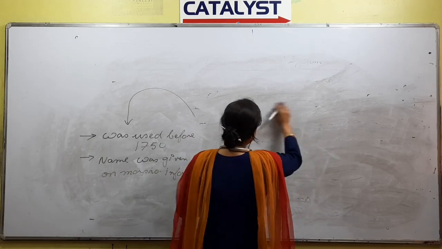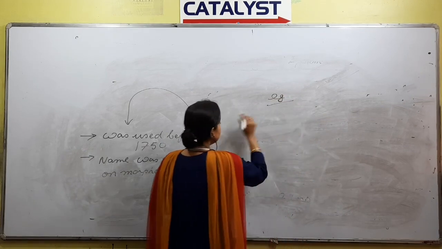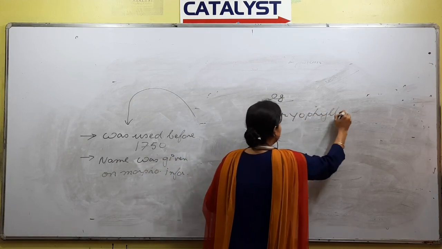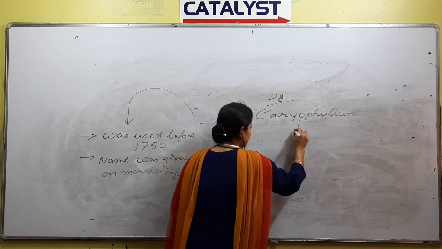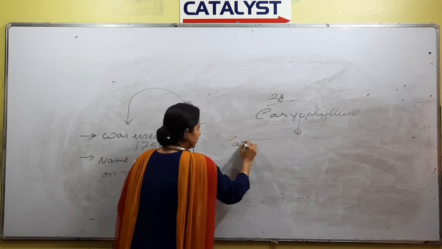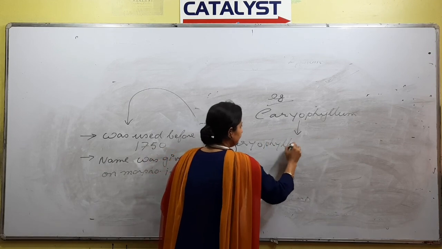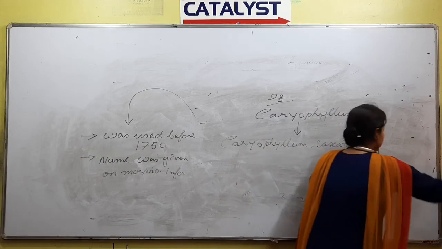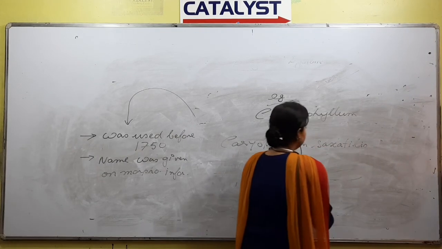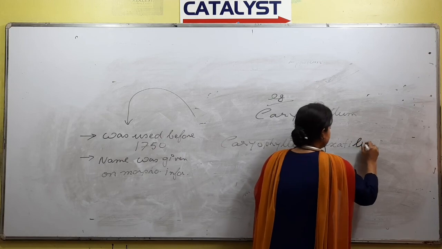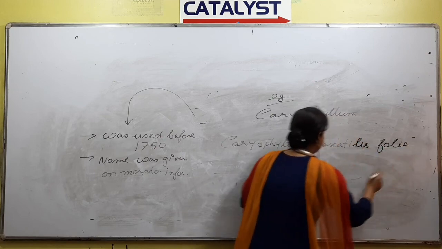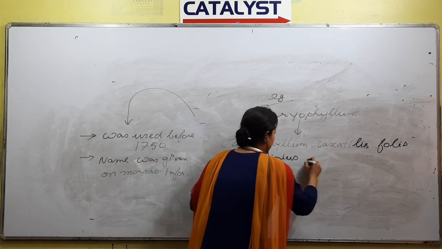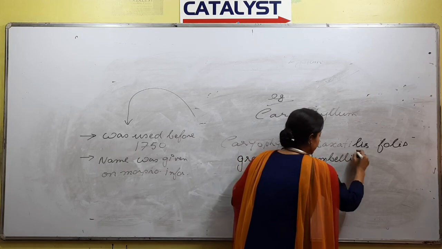Here, just one example that you have to know is a plant called Caryophyllum. Now it is called Caryophyllum. What was its polynomial name? Caryophyllum saxatilis folis gramineus umbellitis corymbes.